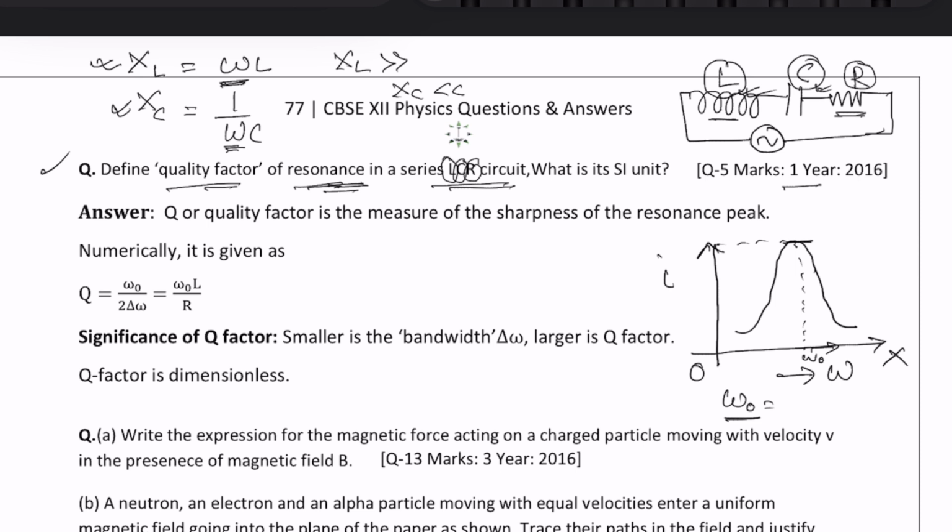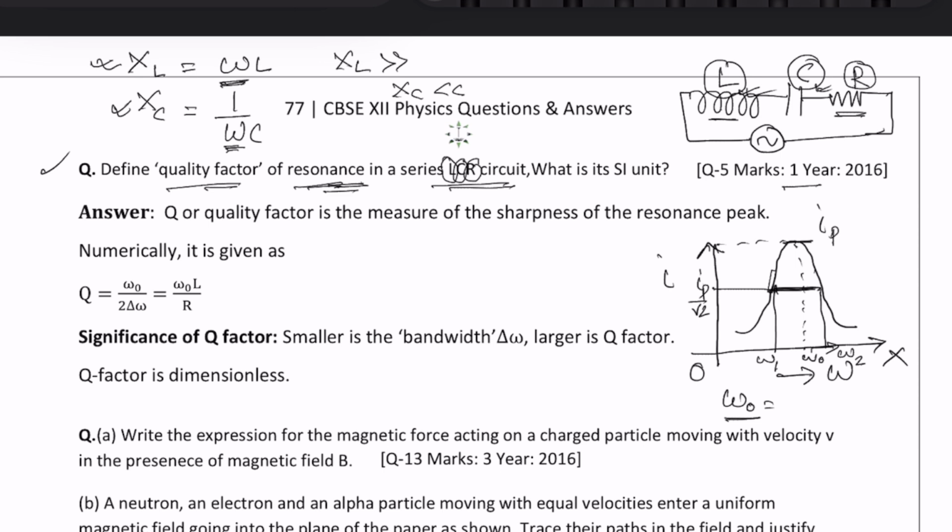Okay. At what frequency is the current 1 by root 2 times the peak current? So suppose at this frequency, at omega 1, the current is 1 by root 2 times the peak current. If the peak current is IP, here it is IP by root 2. Similarly, this occurs twice, at the time of ascending, and here also at the time of descending. At this frequency, omega 2, of the AC source, the current is 1 by root 2 times the peak current. Now this width, this is the gap.